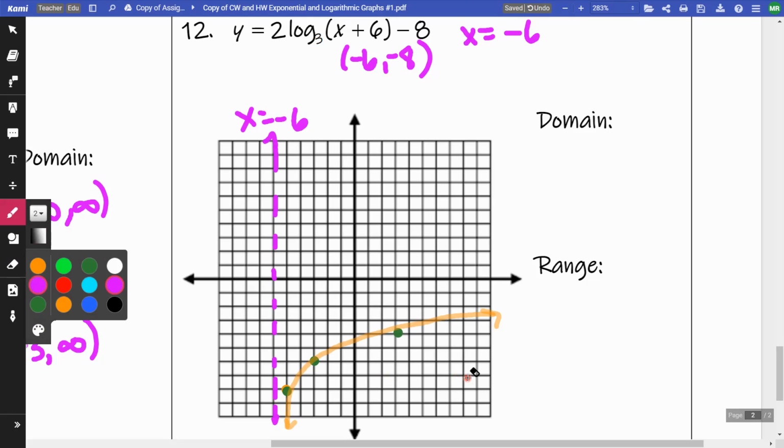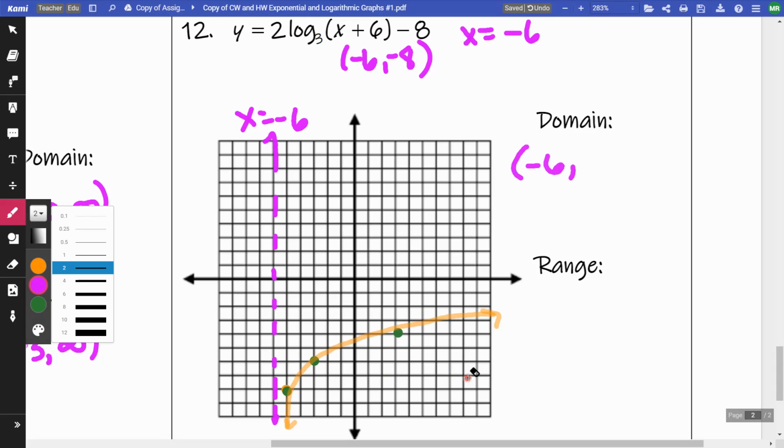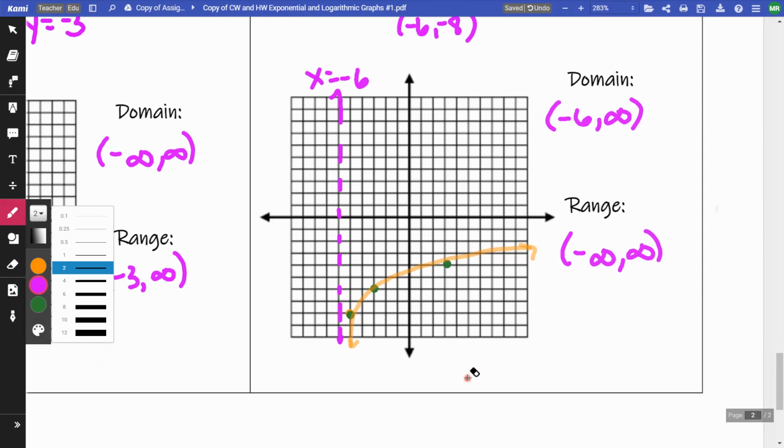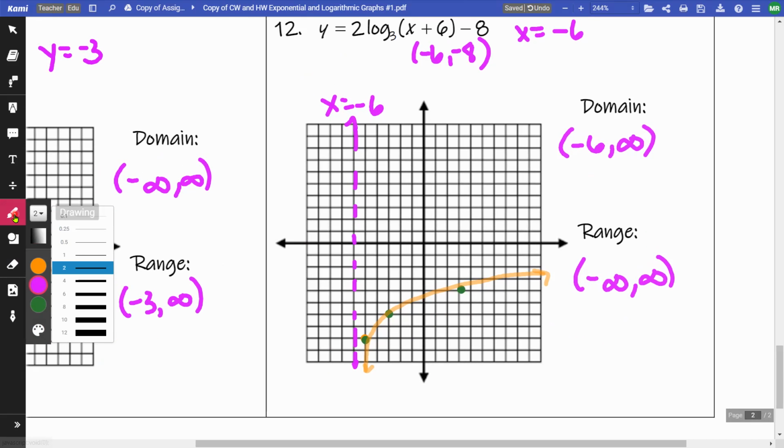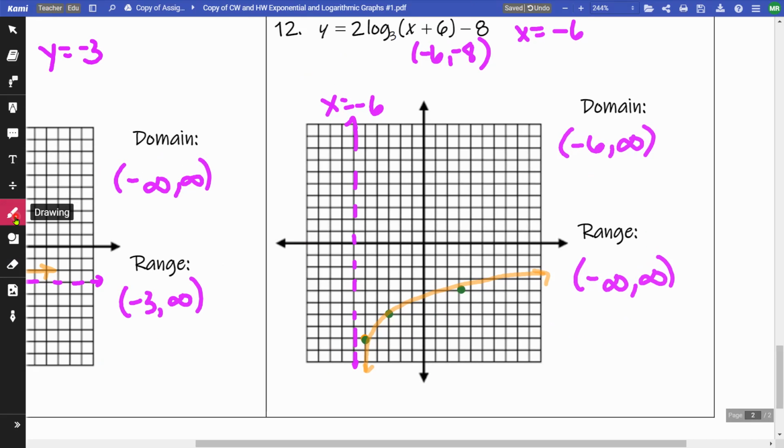And my domain is going to be from -6, but not including -6, to infinity, and my range is negative infinity to infinity. So hopefully this helps out a little bit. If you're stuck, you can always make a table.